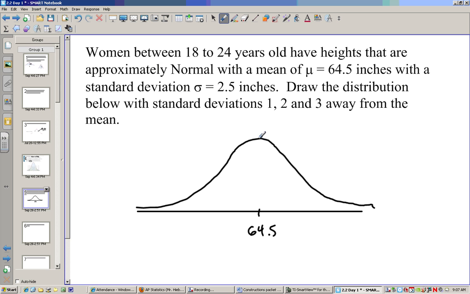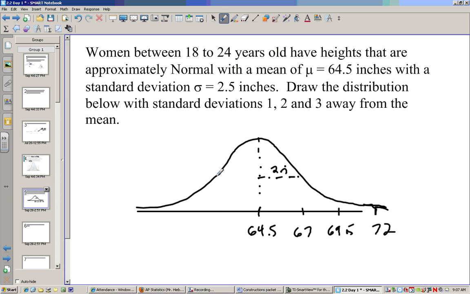64.5 is our mean, comes straight down here, and our standard deviation is 2.5. So at this point, it's 2.5 above that, which would be 67. And go that same distance out, and now that would be 69.5. Go that same distance out, and it would be 72. So that's 1, 2, and 3 standard deviations above the mean.